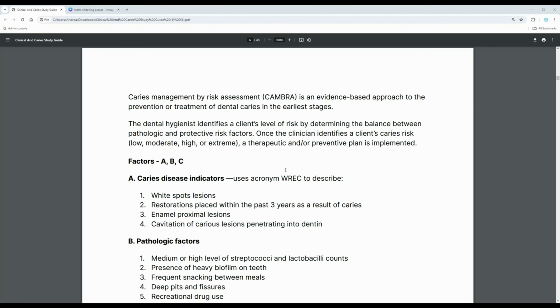So for CAMBRA, you guys, I've mentioned it here, but you need to know about the caries disease indicators. You need to know about the pathologic factors. You need to know about the protective factors, but what I've also forgot to mention, sorry, is you need to determine, are they at low risk, medium, high, or extreme? So I go through all of that.